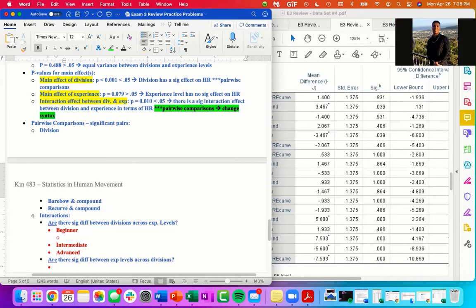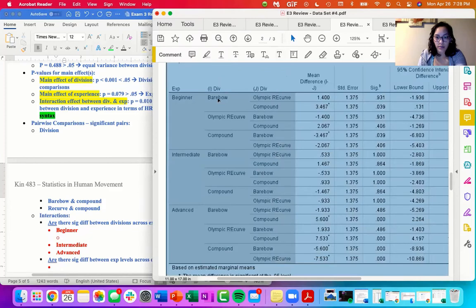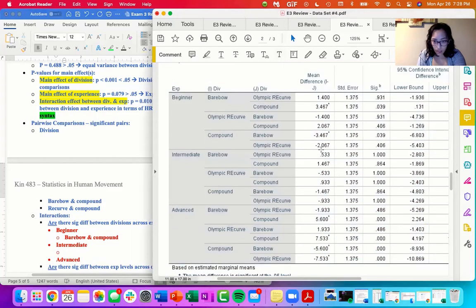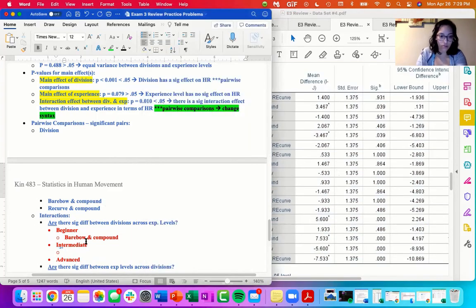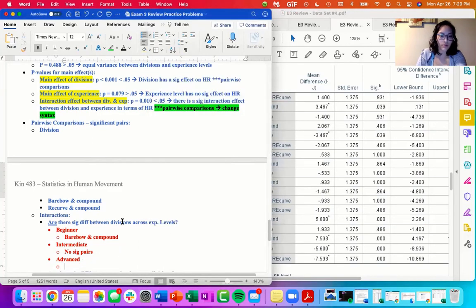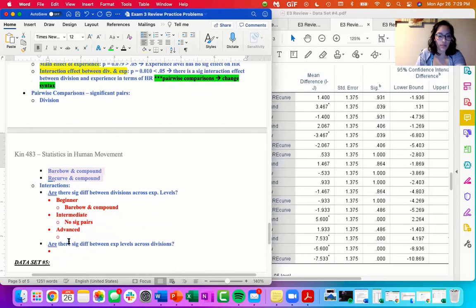And so then we can split them up. For beginners, we said the bare bow and the compound only. Intermediate, there are no significant pairs. And for our advanced, it was recurve and compound, and bare bow and compound. So these are the same ones.